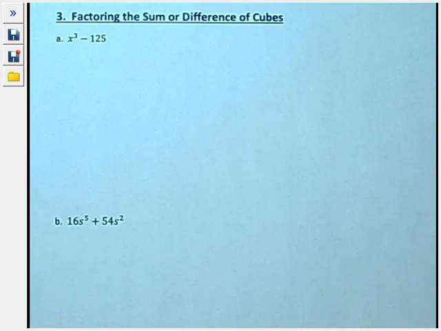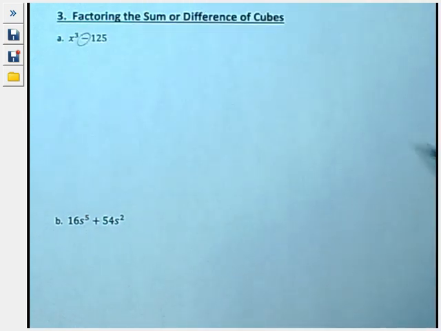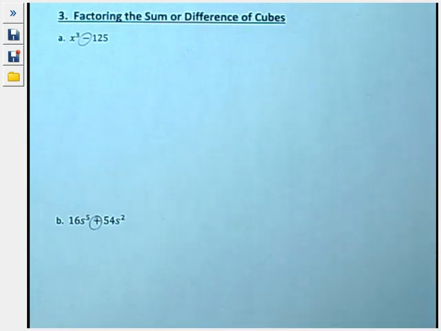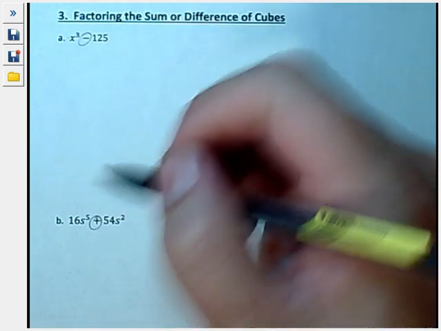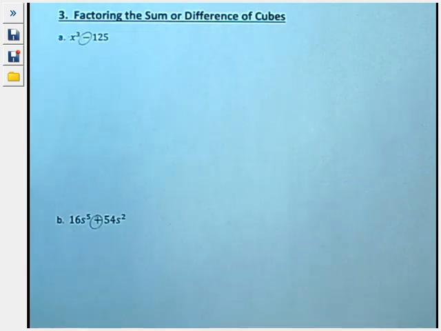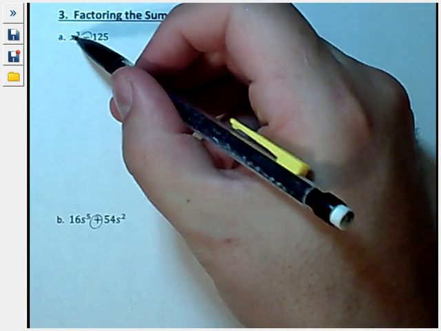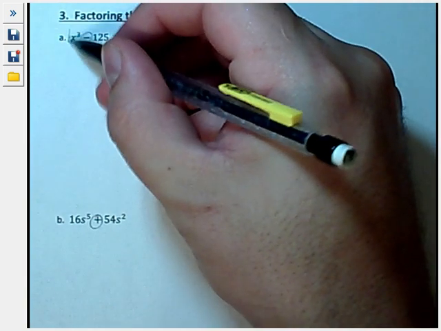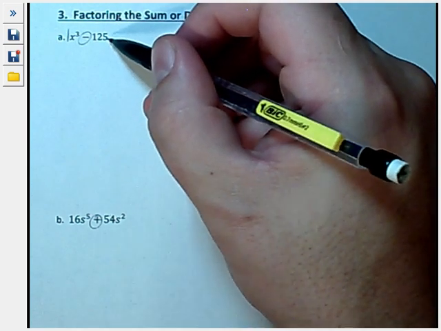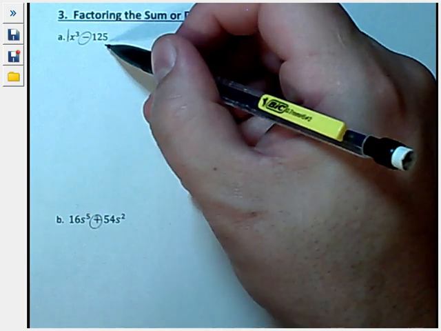This is called factoring using the sum or difference of cubes. It depends what's happening here. This one is subtraction, so this is going to be the difference. This one is addition, so this is going to be the sum. And this works only when each of these terms is a cube, meaning you can multiply a number by itself 3 times to get there. 1 times 1 times 1 gives us 1, so that's a cube. 5 times 5 times 5 gives us 125.